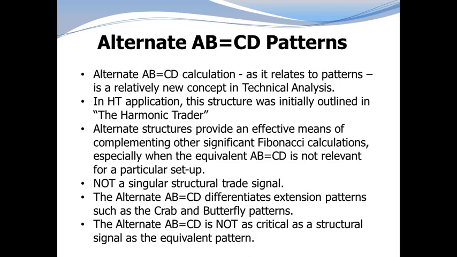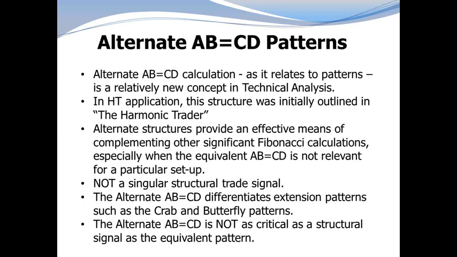Alternate AB equals CD patterns. The alternate AB equals CD calculation, as it relates to patterns, is a relatively new concept in technical analysis. In harmonic trading application, this structure was initially outlined in The Harmonic Trader. Alternate structures provide an effective means of complementing other significant Fibonacci calculations, especially when the equivalent AB equals CD is not relevant for a particular setup.